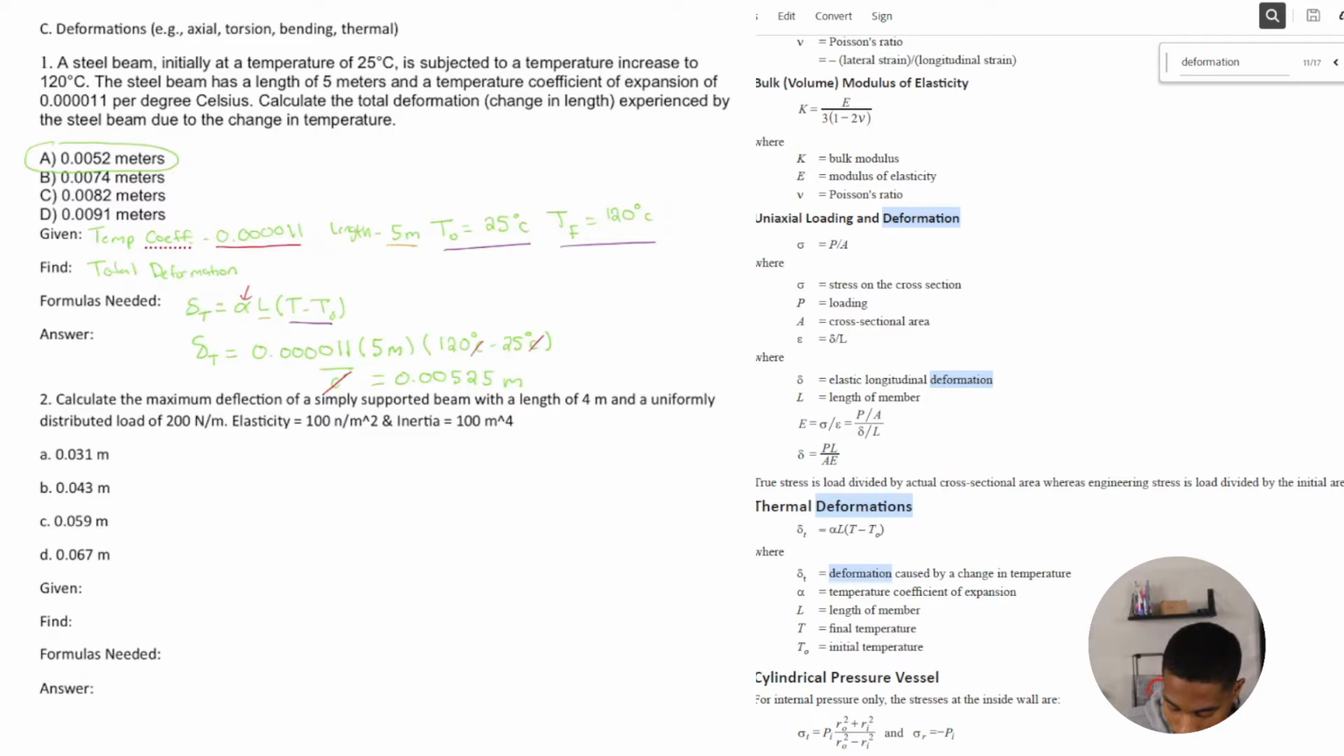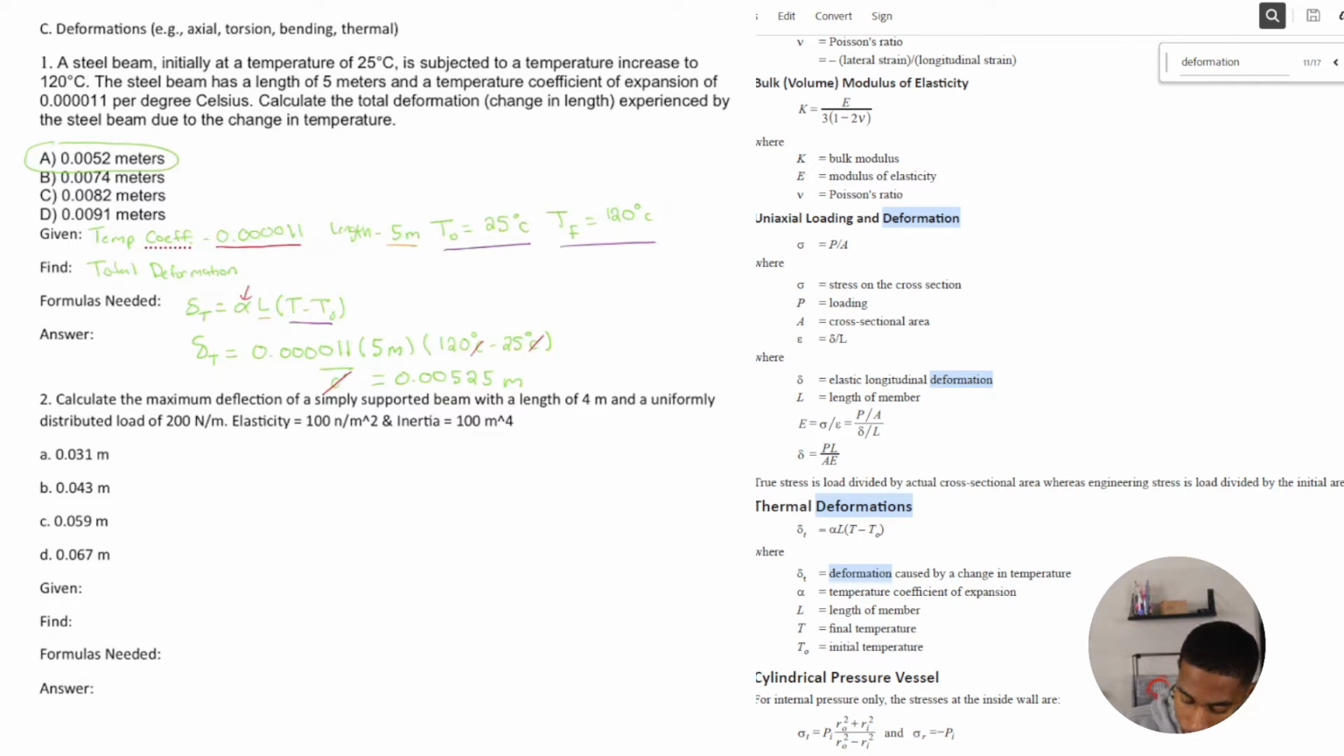All right, let's look at number 2. This one says, calculate the maximum deflection of a simply supported beam with a length of 4 meters and a uniformly distributed load of 200 newtons per meter. Elasticity is equal to 100 newtons per meter squared, and inertia is 100 meters to the fourth.